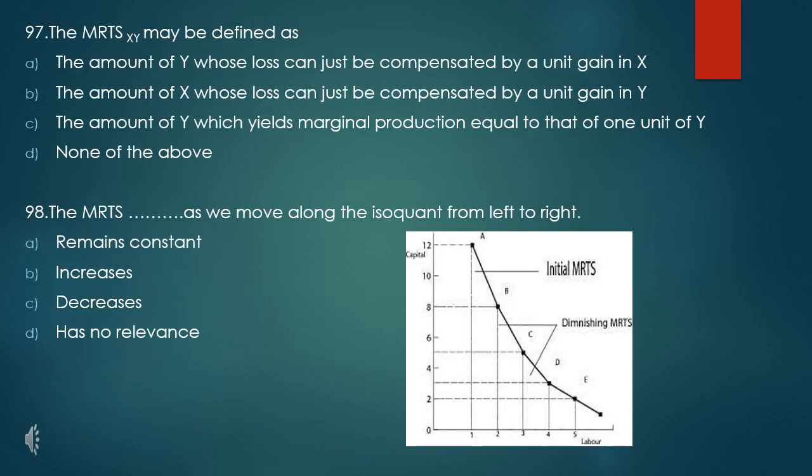Question number 97. The MRTS XY may be defined as: the amount of Y whose loss can just be compensated by a unit gain in X, the amount of X whose loss can just be compensated by a unit gain in Y, the amount of Y which yields marginal production equal to that of 1 unit of Y, none of the above. Question number 98. The MRTS, as we move along the isoquant from left to right: remains constant, increases, decreases, has no relevance.